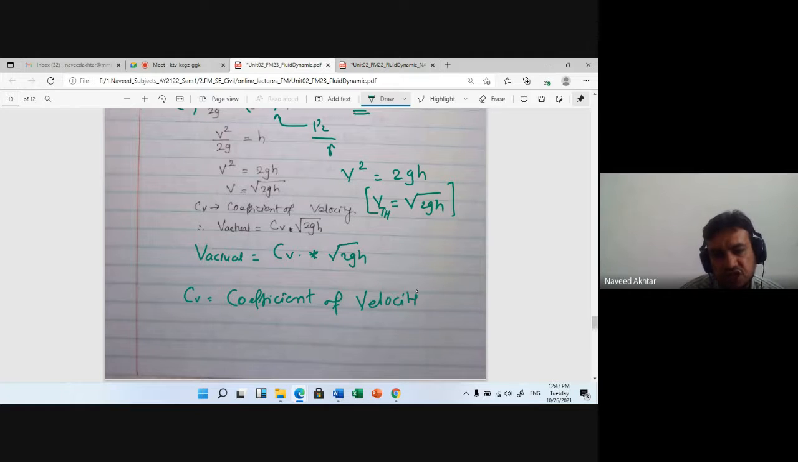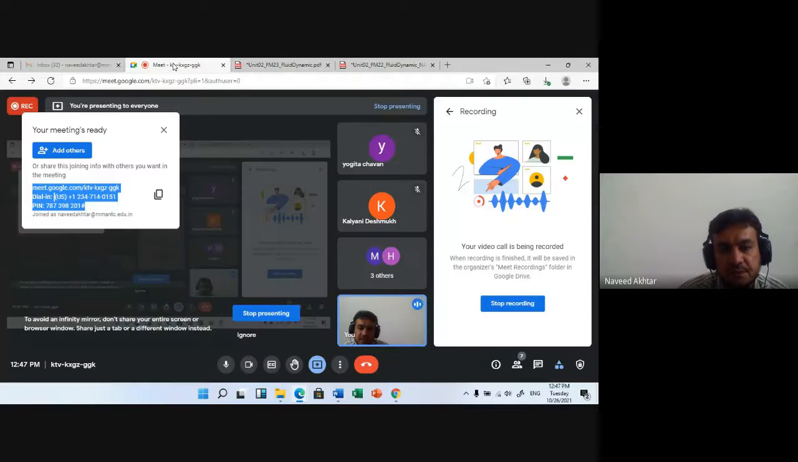So by this pitot tube, you can measure the velocity of the fluid flow. Okay.